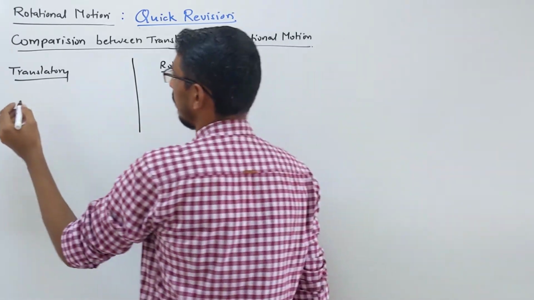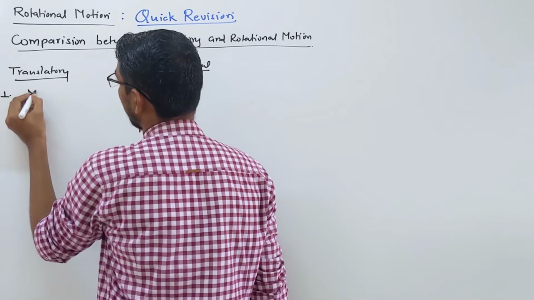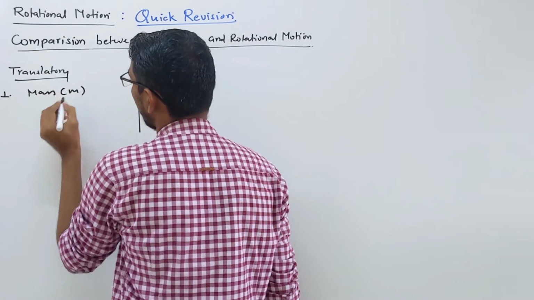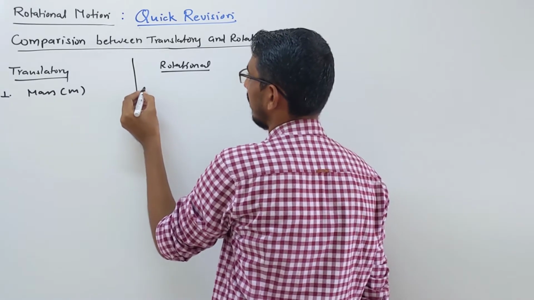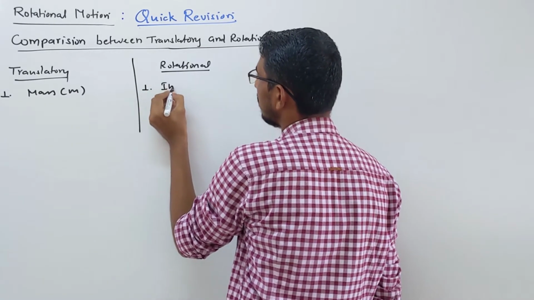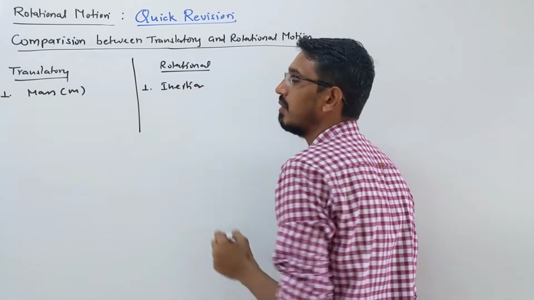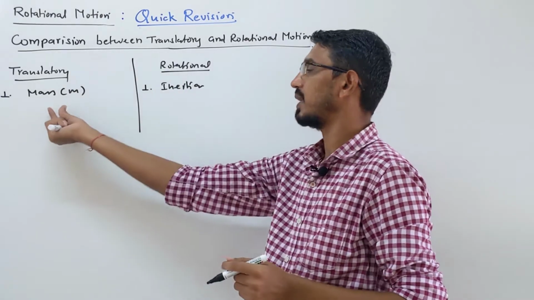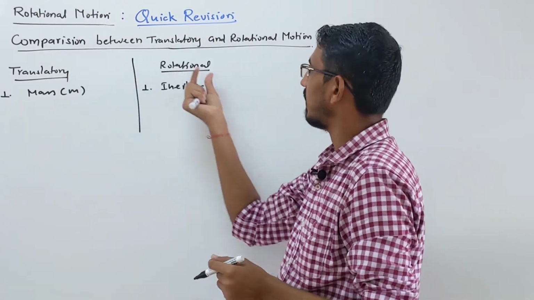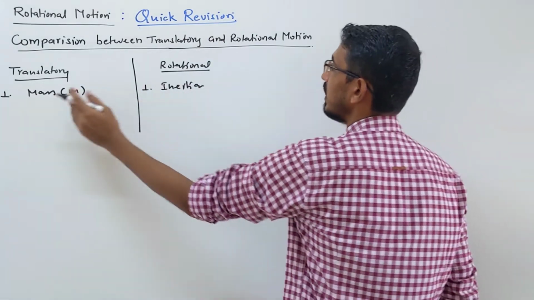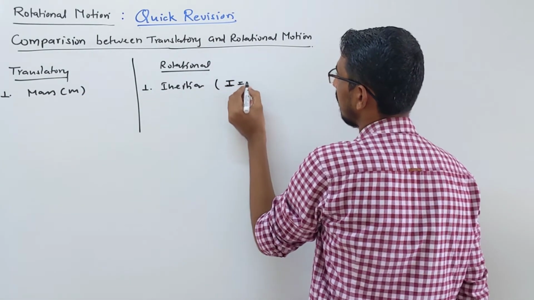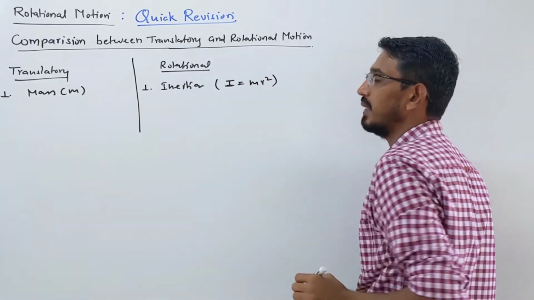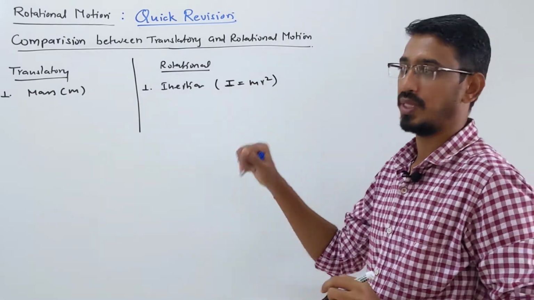So look here, the first point we learn. Here we say mass. The main thing is mass. The same role is played here by inertia. That's called inertia. They are not equal, they are equivalent. Whatever role mass plays in translatory motion, the same role is played by inertia in rotation. And how are these two related? In general, I, inertia, is simply equal to mr square, right? We know this. This is for point objects.